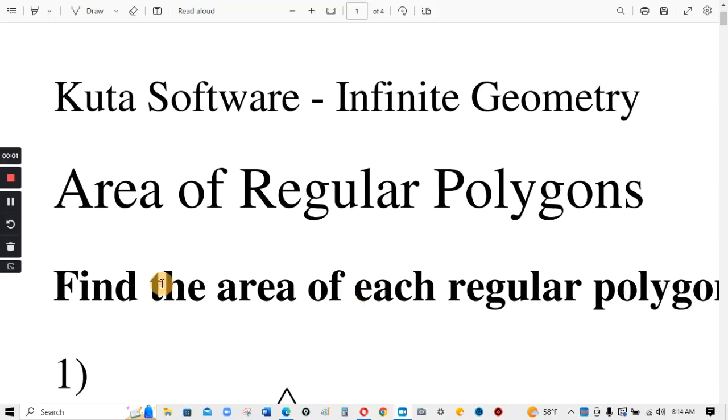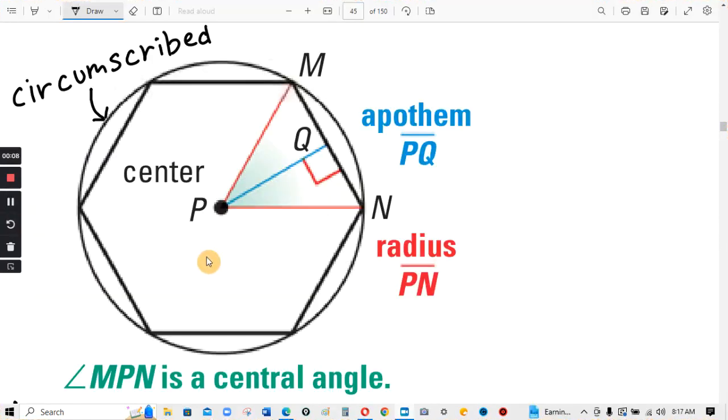This will be for the Kuta Software worksheet, area of regular polygons. So we need to define some terms before we begin.